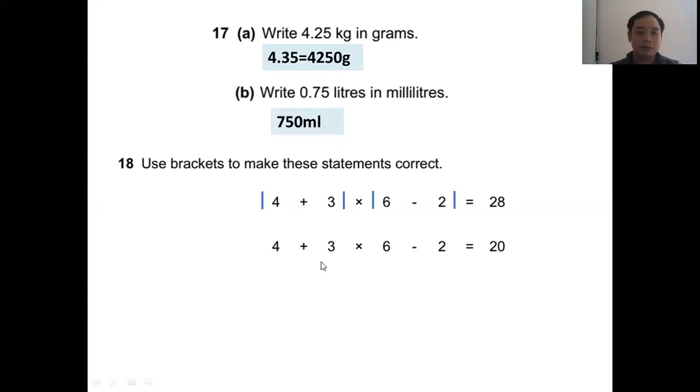B, 4 plus 3 multiplied by 6 minus 2 equals 20. So you have to put the bracket here, so that 3 multiplied by 6 equals 18. 4 plus 18 equals 22, minus 2 equals 20.